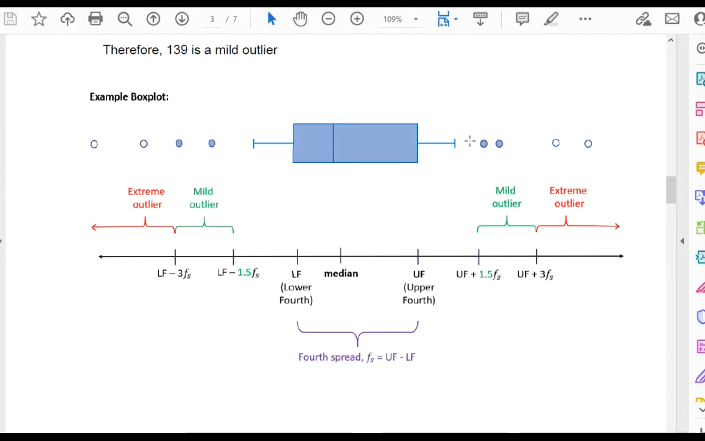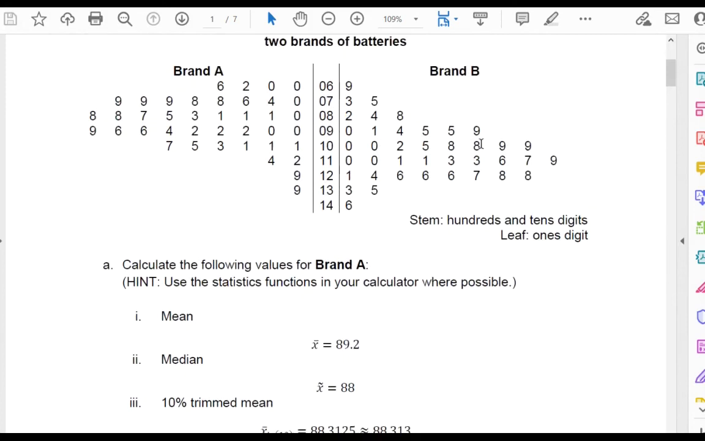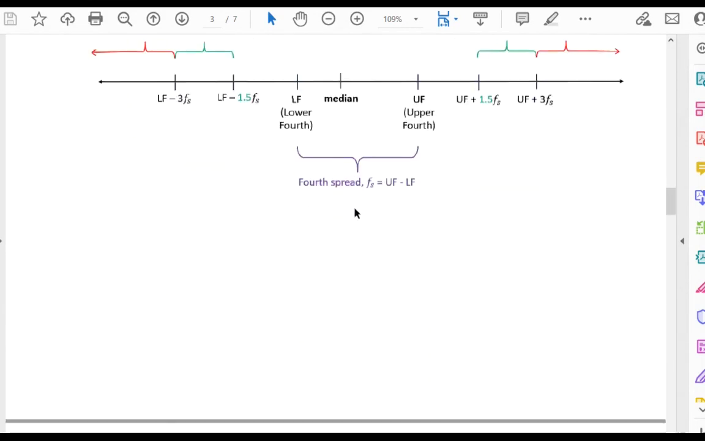And then once you have put in your outliers, your whiskers go up to the next value that is not an outlier. So that's why I said put your outliers first. We know, for example, that 139 was a mild outlier, so we don't draw the whisker to 139. We will draw the whisker up to 129 instead, because that's the next value below 139 that is not an outlier. So let's look at the next part of the question now, where you had to draw it.